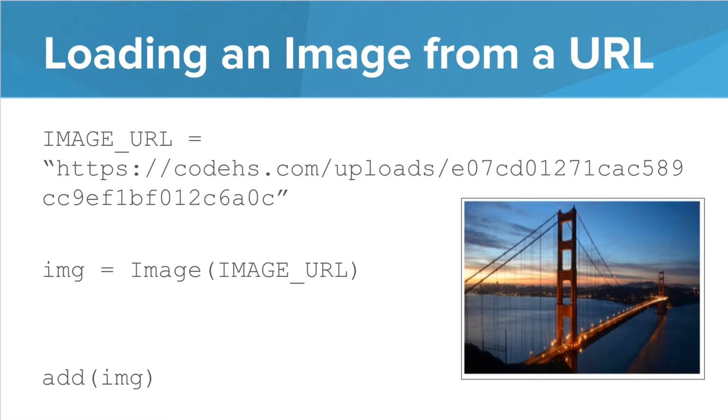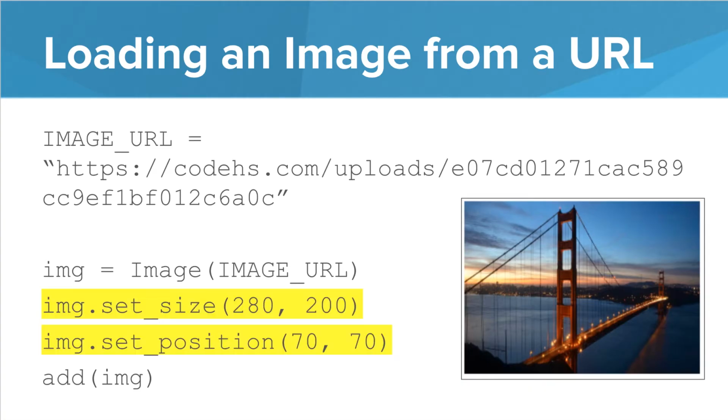With the image command, we can assign a picture using the image URL. We then add it to our canvas using the add command, similar to how we would add shapes. We can also adjust both the size and the position of images, again similar to how we did this with our shapes. To change the size, we pass the width and height, and to set the position, we pass the x and y coordinates.